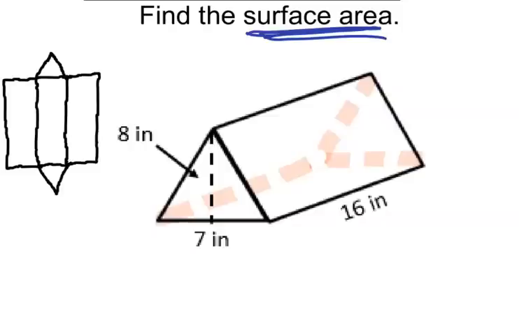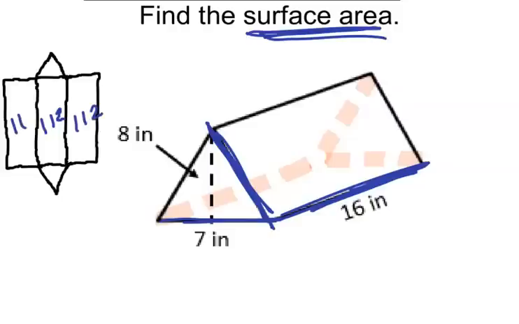So we have the base, which is 7 times 16. So we have 7 times 16, and that equals 112. So right in here is 112. This side right here is 16 by 7, I guess, as well, right? 16 by 7. So I think they're all going to be 112. So then we just need to find the triangle.